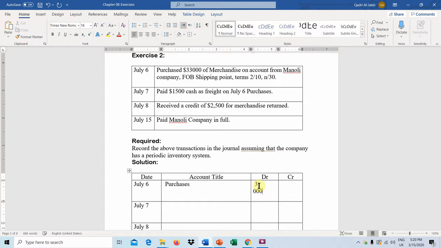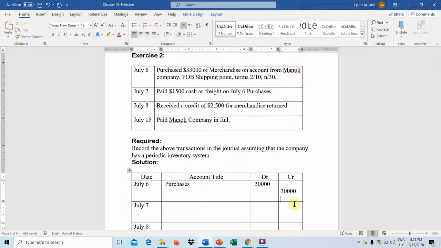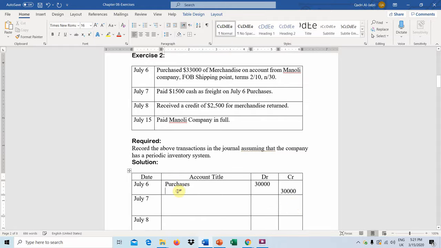So I will debit purchases by 30,000, and I will credit accounts payable by 30,000.